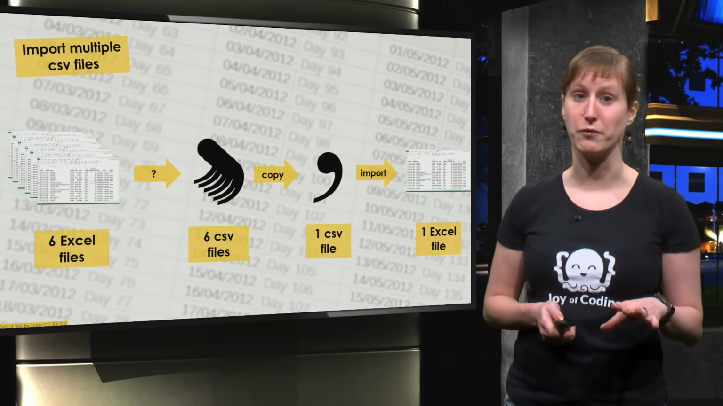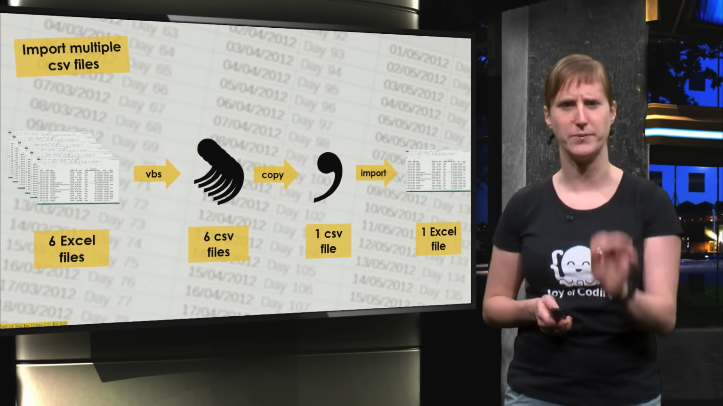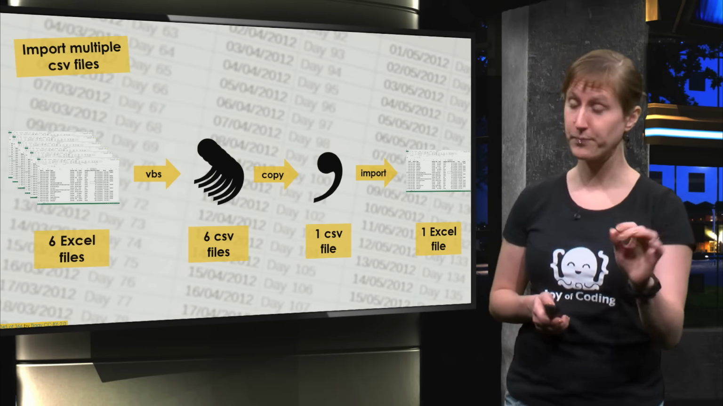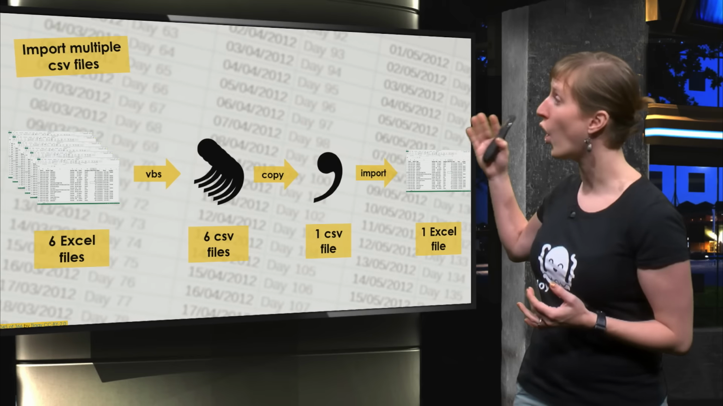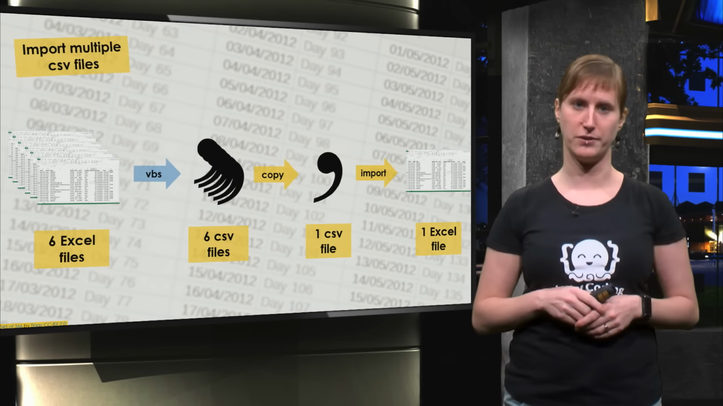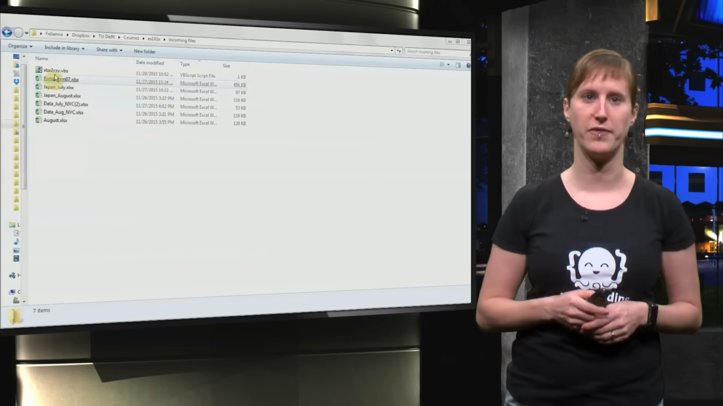So to make it easier for you, I have made a little script, a VBS script. That's a Visual Basic Script. And we can use that to automatically transform all of the Excel files to CSV files. That's what I will show you in this video.